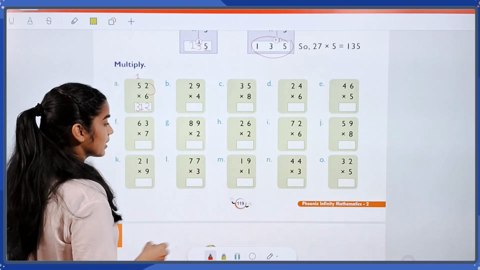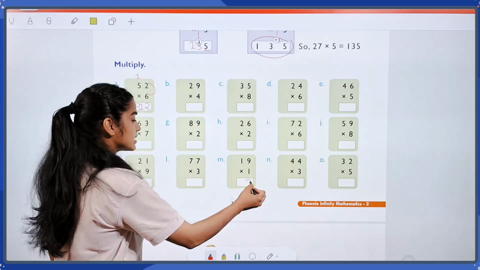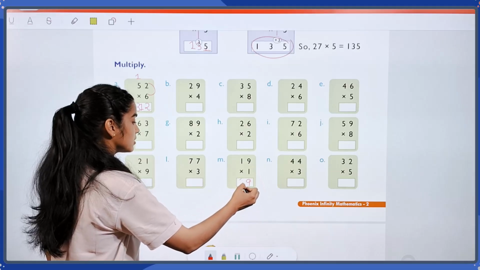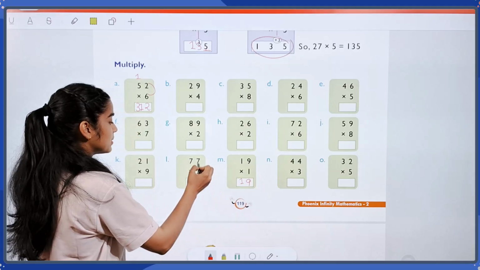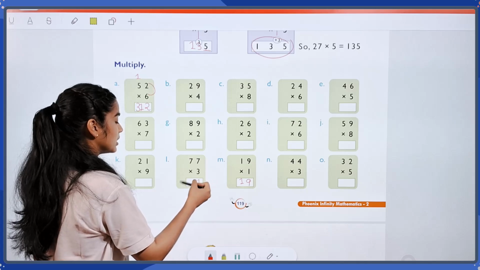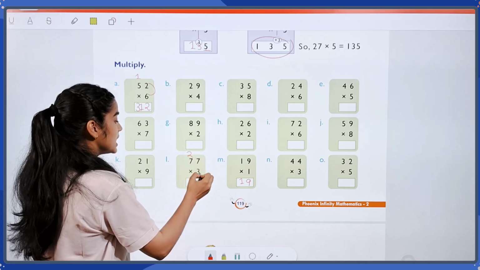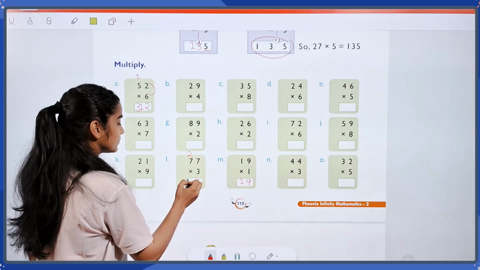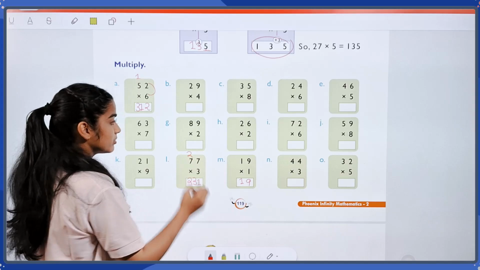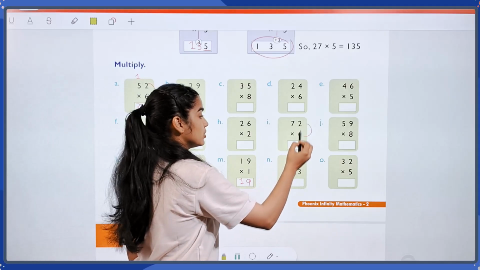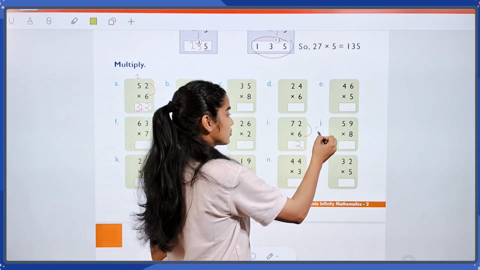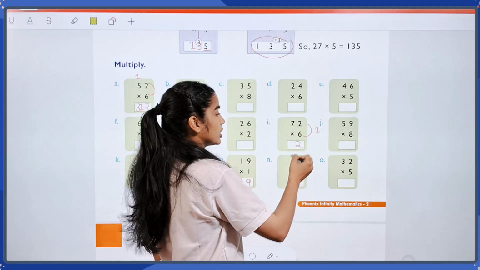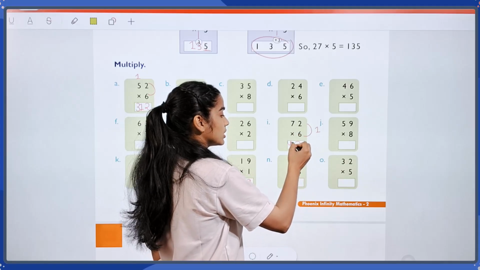Now 1 multiplied by 9 is 9. 1 multiplied by 1 is 1. 3 multiplied by 7 is 21. We write only the last digit. 2 will be there. 7 multiplied by 3 again is 21. 21 plus 2 is 23. Next we have 6 twos are 12. Only write the last digit. 1 should be there. 6 sevens are 42. 42 plus 1 is 43.